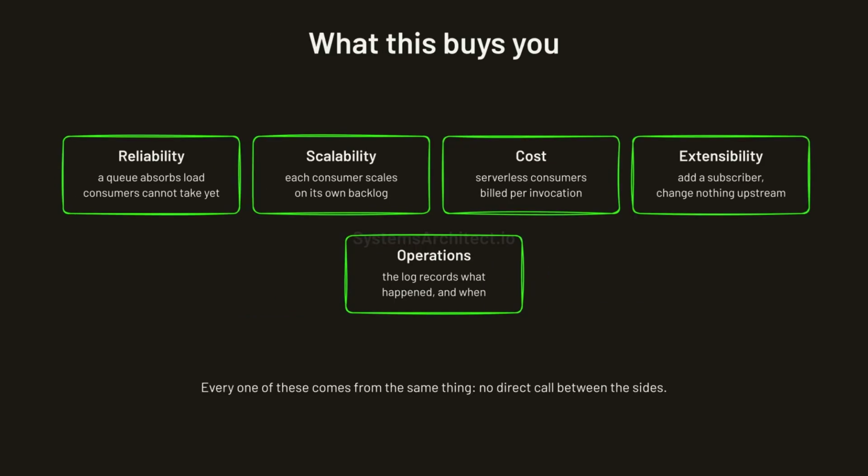Reliability improves because a queue absorbs load your consumers cannot take yet. A downstream outage delays the work instead of failing the customer's request. What about scale? Scalability improves because each consumer scales on its own backlog depth. Cost tracks usage closely when consumers are serverless functions billed per invocation. Extensibility is the benefit teams feel most, since adding a subscriber needs no upstream change.